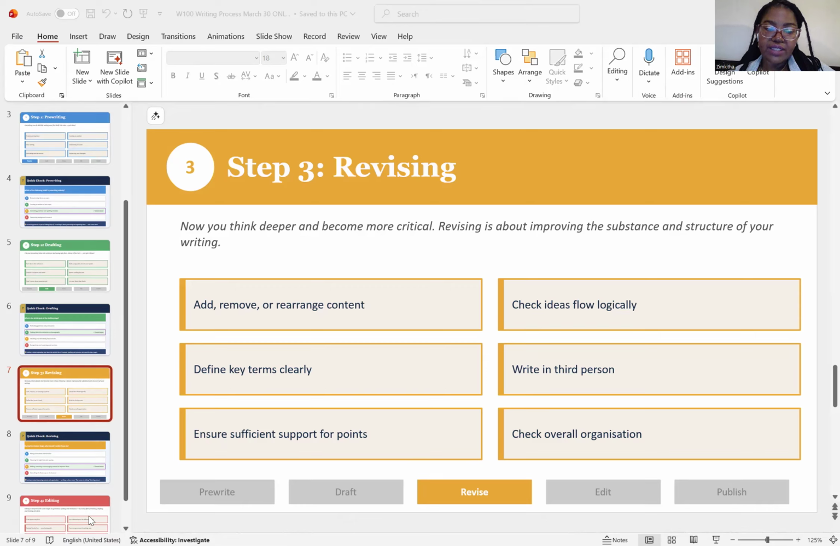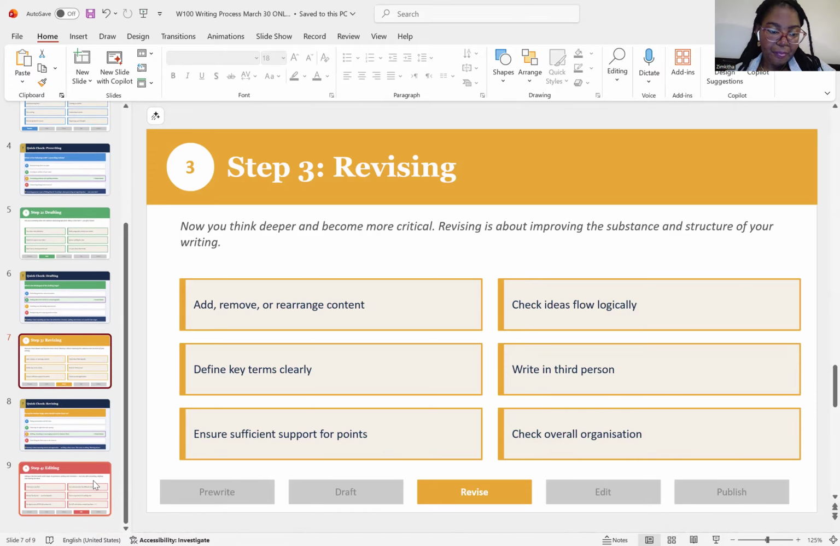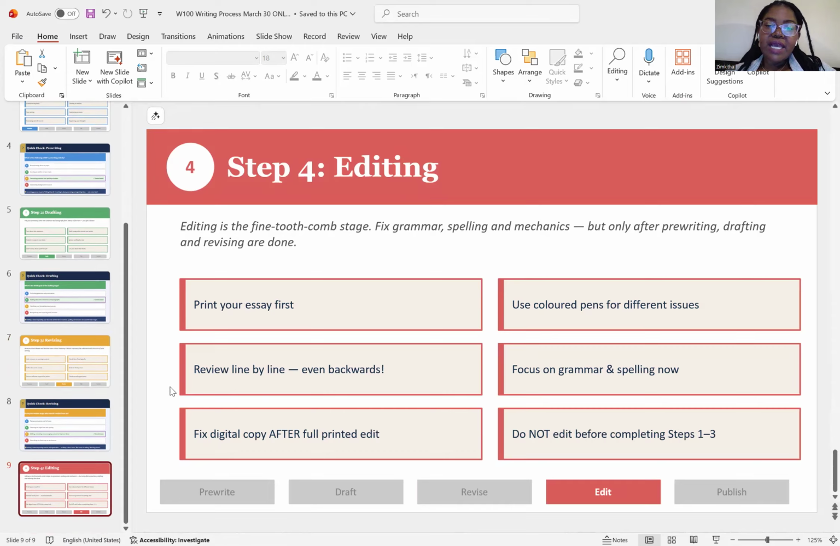Then after you revise, we have step four, okay? And step four is editing. This is the best part. What does editing mean? Basically, you are going through each and every single sentence. You fix your grammar, your spelling, and your mechanics, but only after you've done your pre-writing, your drafting, and revising. You do not do this part at the beginning because you will change your information. Okay? When you do a whole paper, it's okay to change things around. That's why you do not edit at the beginning. You do it right before you have to submit it.